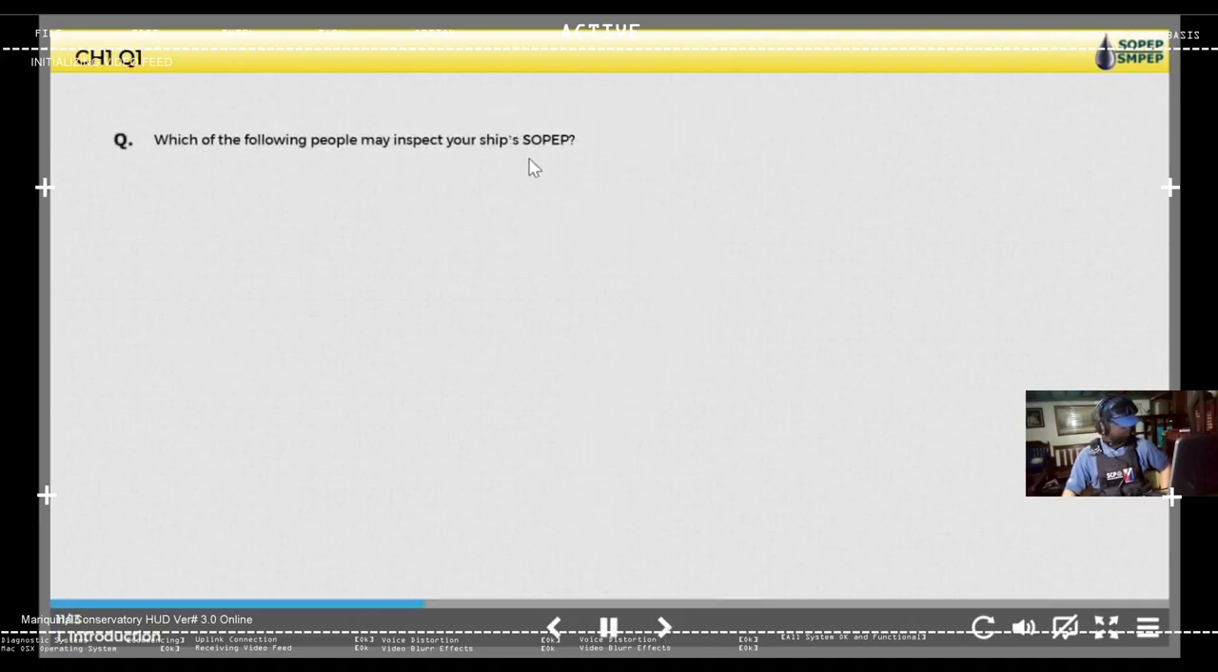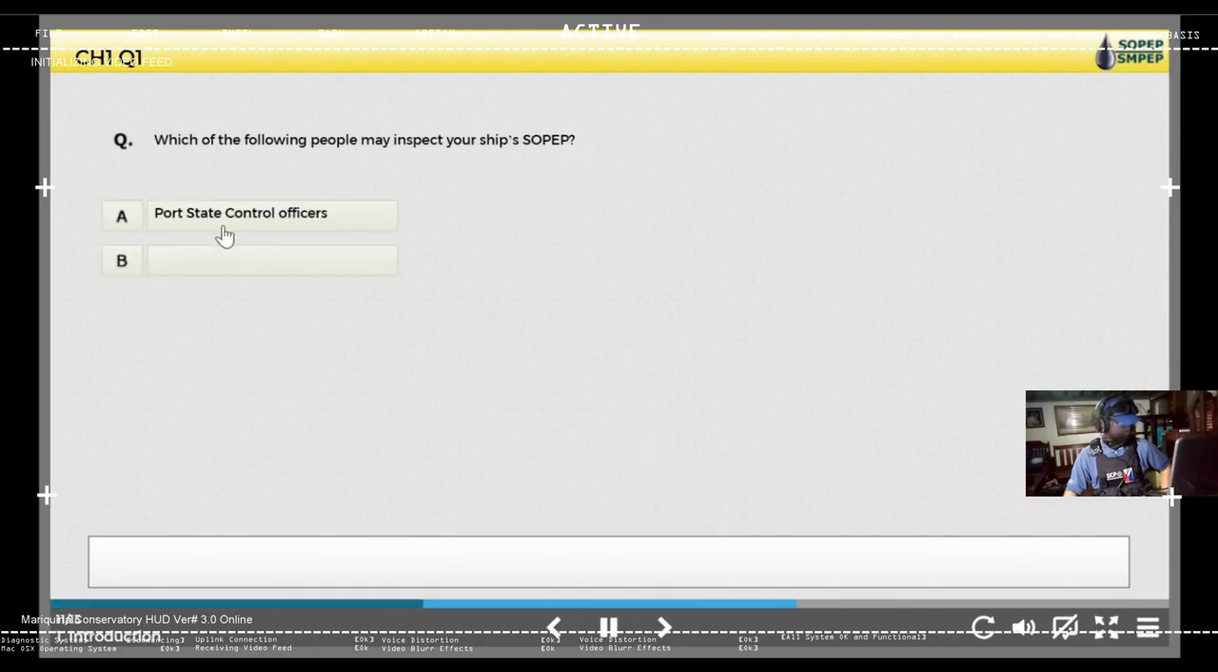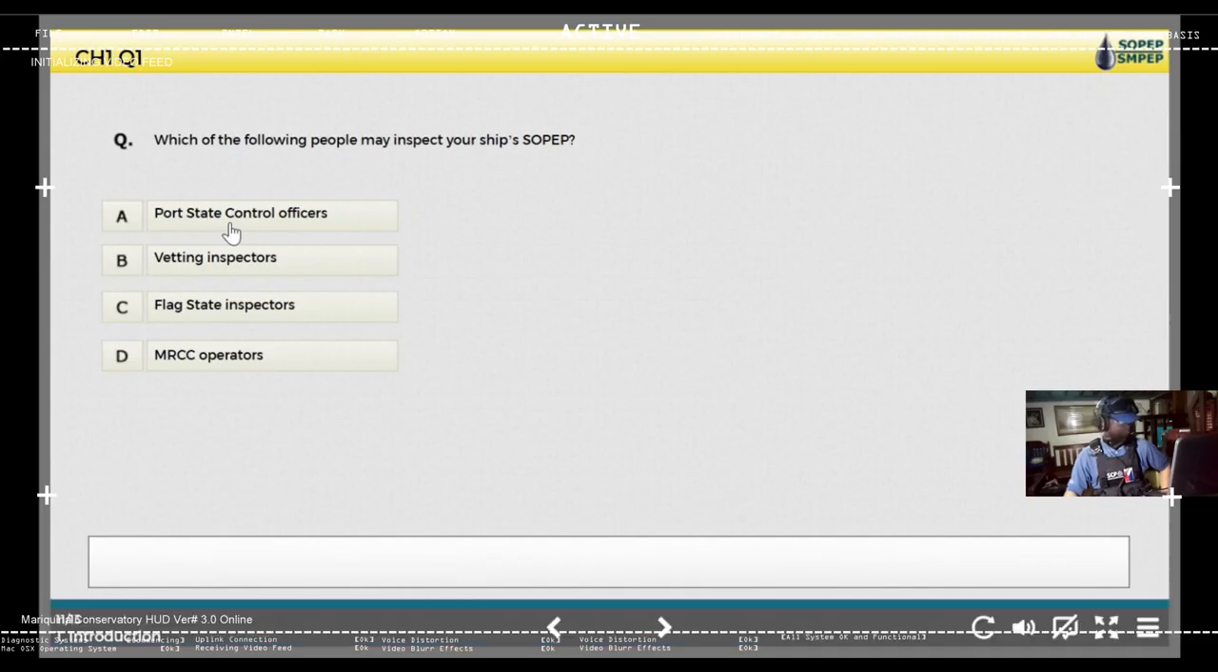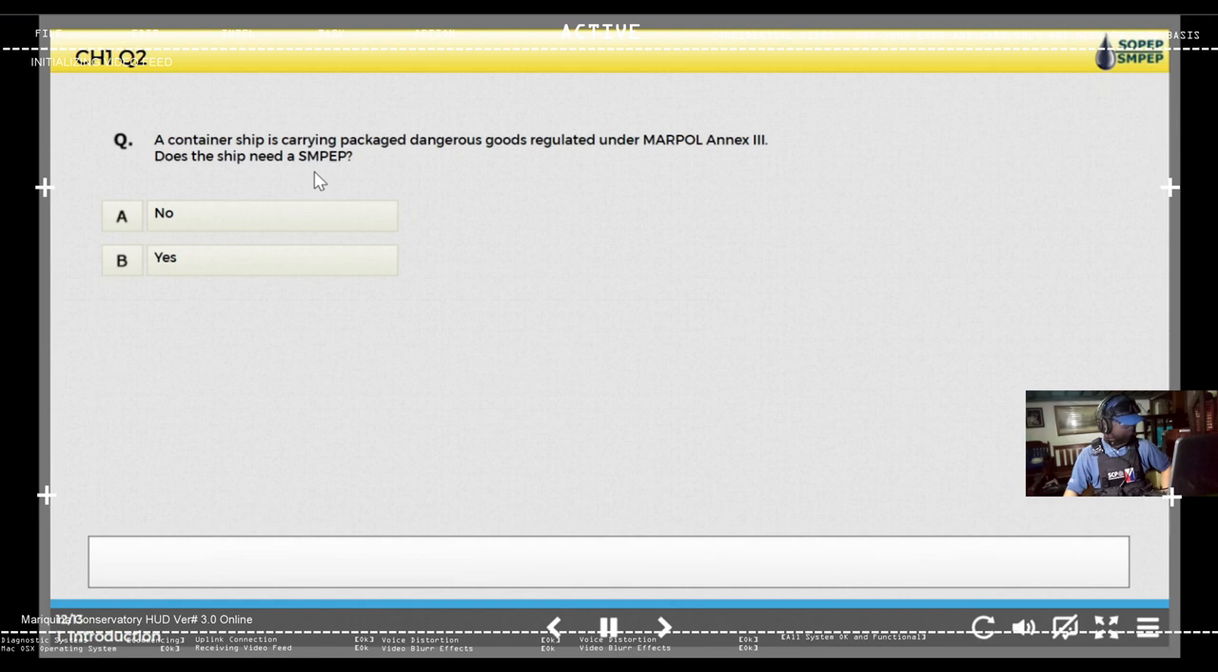Which of the following people may inspect your ship's SOPEP? Well, the only choice here is letter A. Okay, well, I'll go for port state. Okay, a container ship carrying a package dangerous of regulated use under MARPOL Annex 3. Does the ship need a SOPEP? I don't think so, because it's not a tanker. Okay, who knows? I'm right.